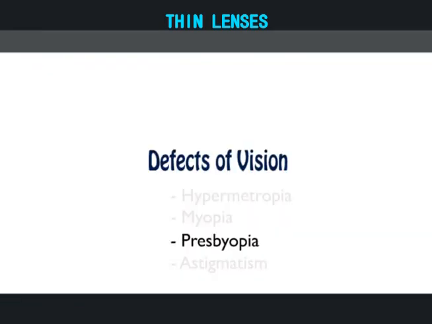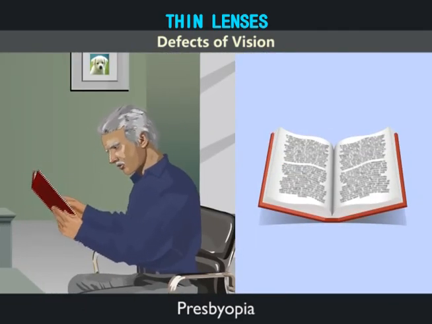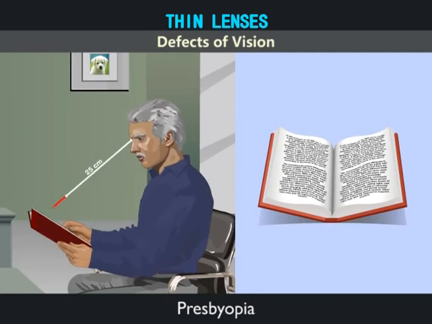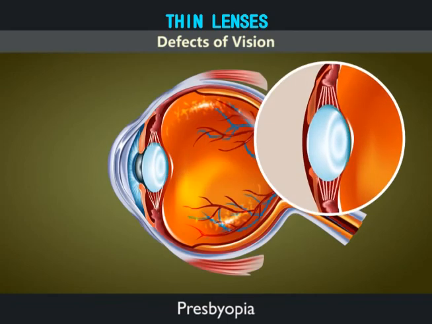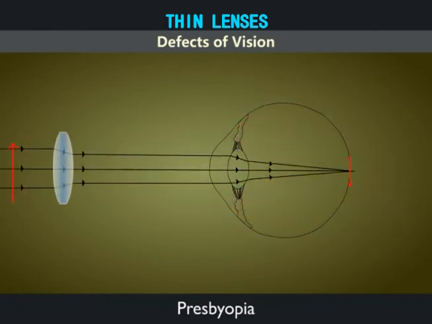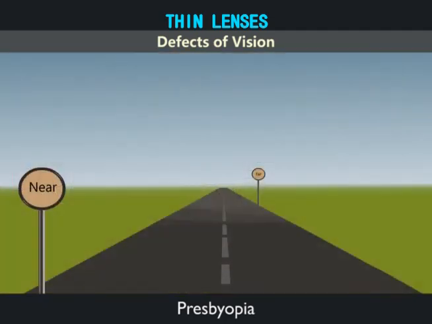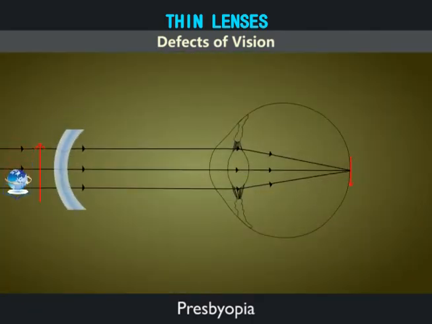Presbyopia is an eye defect common in elderly people, where nearby objects cannot be seen clearly due to the increase in the distance of the near point. This may be due to the weakening of the ciliary muscles or due to decreased flexibility of the lens. It can be corrected using a convex lens of suitable focal length. Sometimes, both nearby and distant objects cannot be seen clearly, and this can be corrected using bifocal lenses. The upper part is concave, correcting distant vision, and the lower part is convex, correcting near vision.